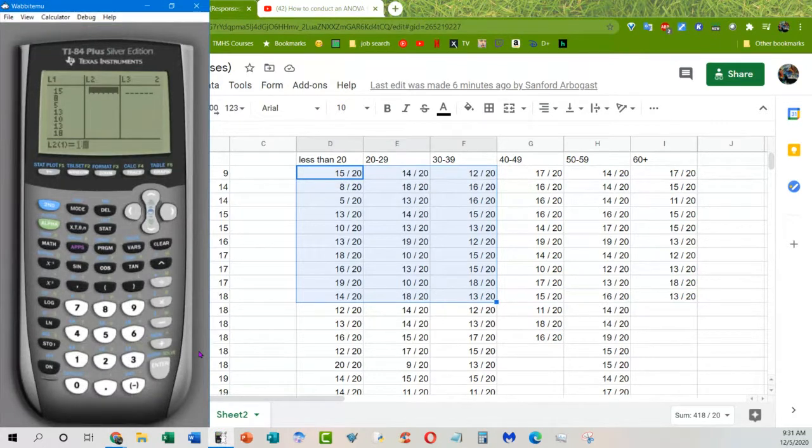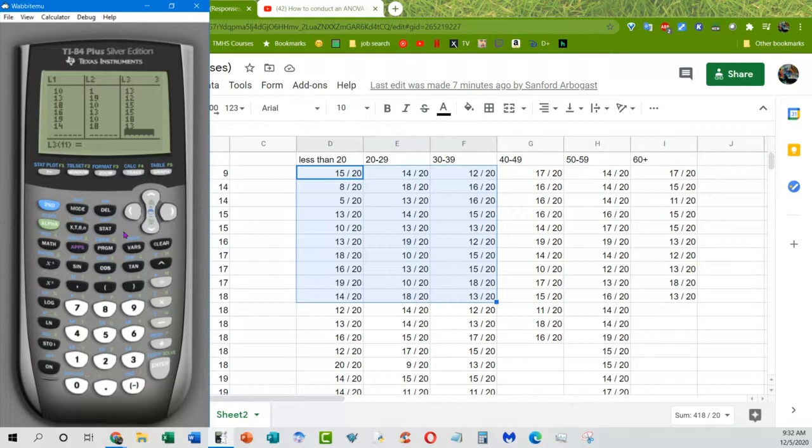I don't feel like doing them all, but that's all we would do, we had to put all our data in. 18, 13, 14, 13, 19, 10, 13, 10, 18, 12, 16, 16, 15, 15, 12, 15, 15, 18, 13. Okay, so we put our data in as we need to, and remember, these don't have to be the same length.